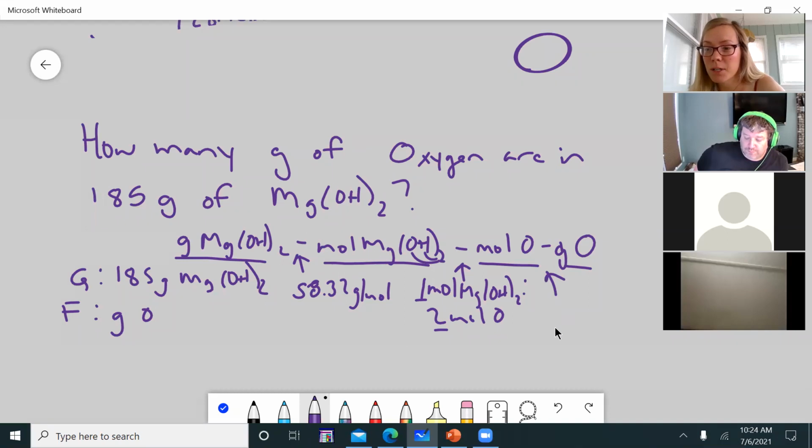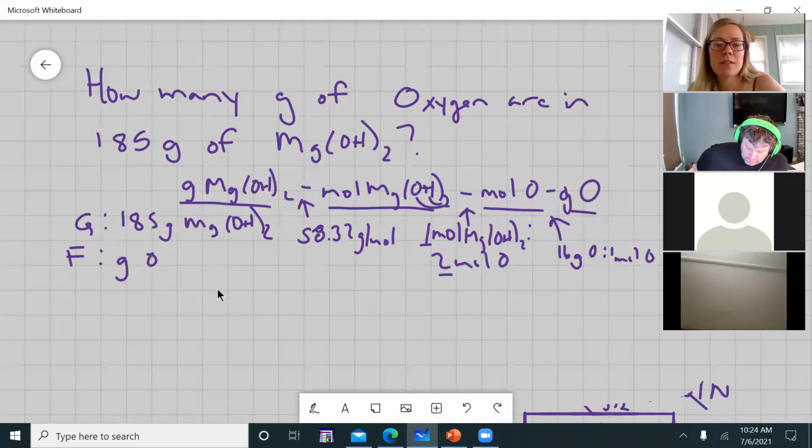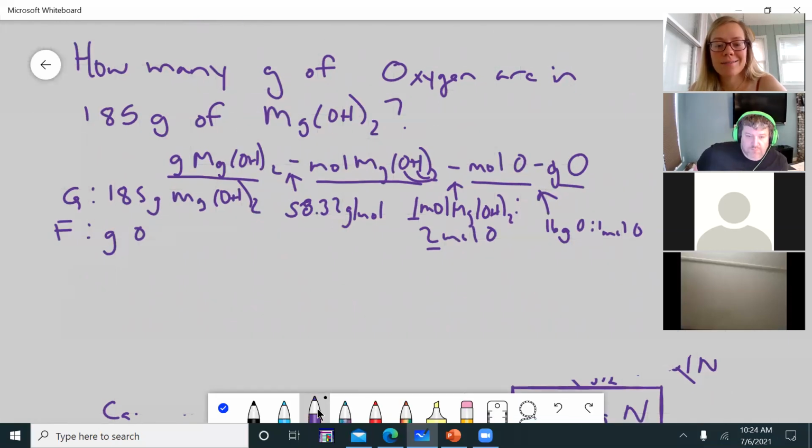The last thing here, we need the molar mass of oxygen. Where do we get that? That's just off the periodic chart. It's 16 grams of oxygen for every 1 mole of oxygen. So now we just stick it in.